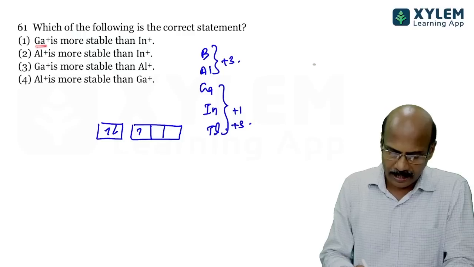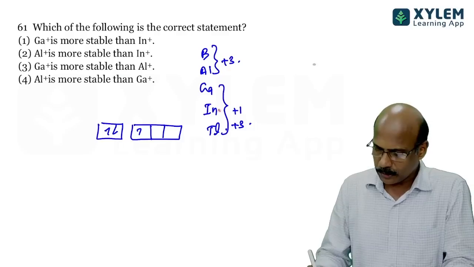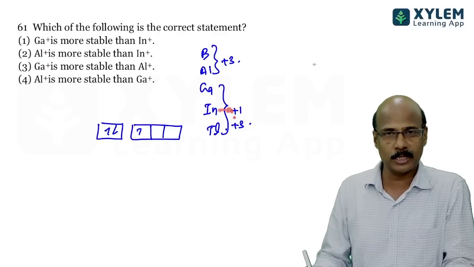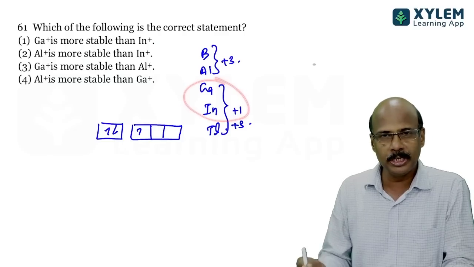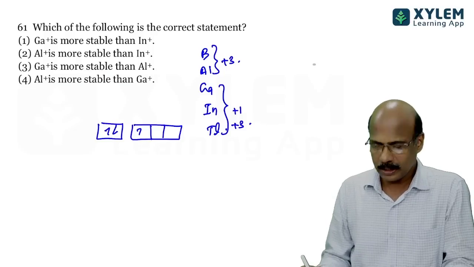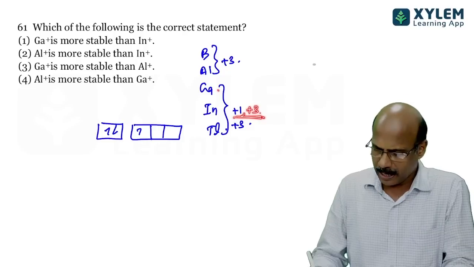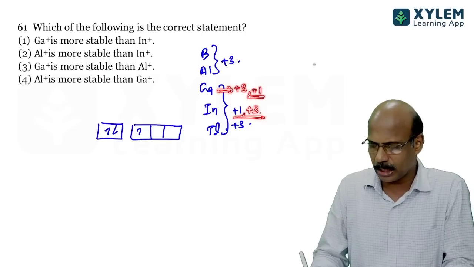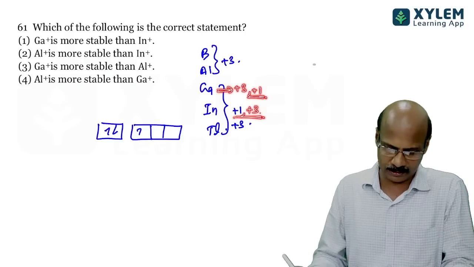What about this one? Gallium plus is more stable than indium plus is wrong, because indium prefers the +1 state over +3. If you consider these two, indium and gallium, indium possesses more inert pair effect. Clear? No doubt, indium can show +1 and +3 almost equally. But gallium mainly shows +3. In some rare compounds it can show +1, and you know gallium +1 readily disproportionates.